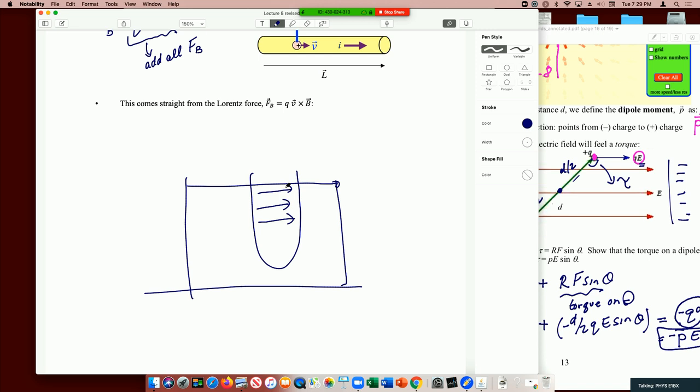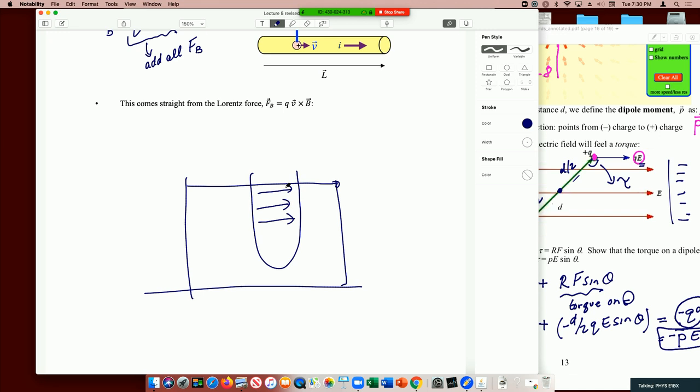Remember, outside a magnet, the field lines go from north to south, so the field lines would be pointing into the board. We could put this arrow here just to remind ourselves. And the current, we're going to connect this battery up, and the current goes from positive to negative. So what would you expect to happen to the wire when I turn the current on?